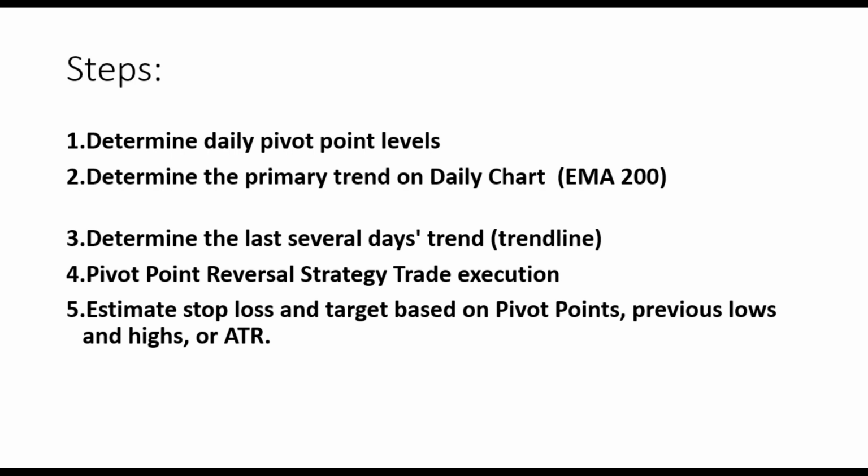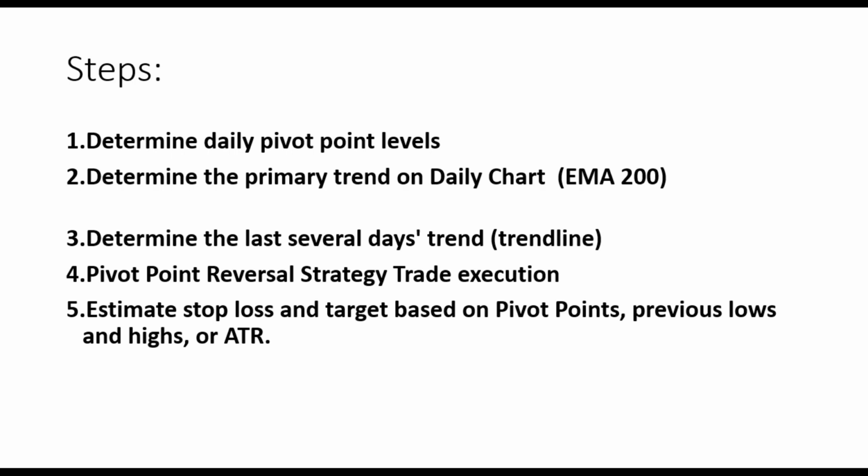The next step is to define the primary trend on the daily chart. How can we do that? The majority of traders like to use something very simple. For example, if you put an exponential moving average of 100 on the daily chart, you will get a really good estimation of the current trend, bullish or bearish. Of course, trend lines in combination with these moving averages can give you the major trend on the daily chart. You should also create the last several days' trend using a trend line.